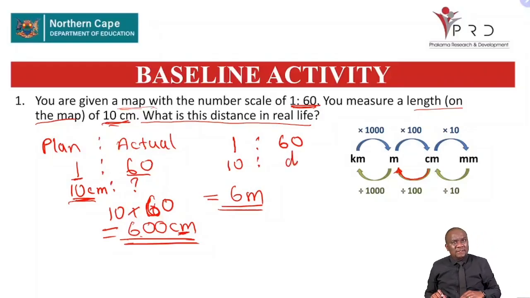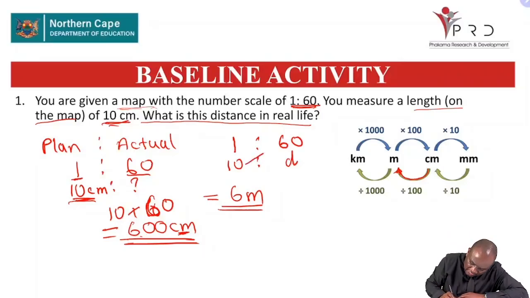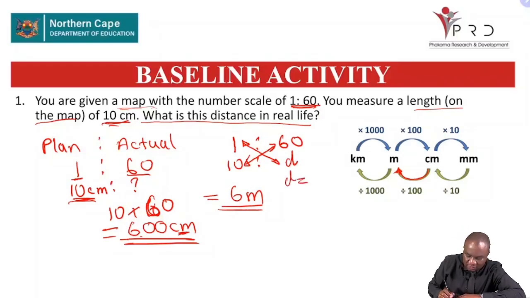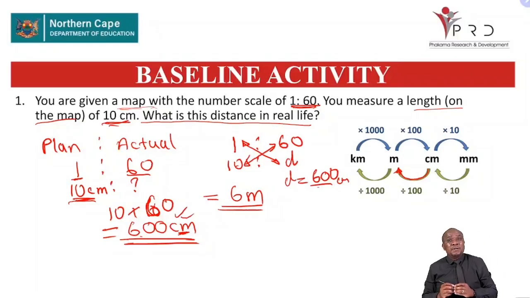You do this. And then what do you do? Just cross multiply. You'll never go wrong. You say 10 times 60 is equal to 1 times D, or 1 times D is equal to 10 times 60. Just do that. So what is 1 times D? It is D, which is our distance. 10 times 60 is 600, which we got here, 600 centimeters. Then you can convert your 600 centimeters to meters by dividing by 100.